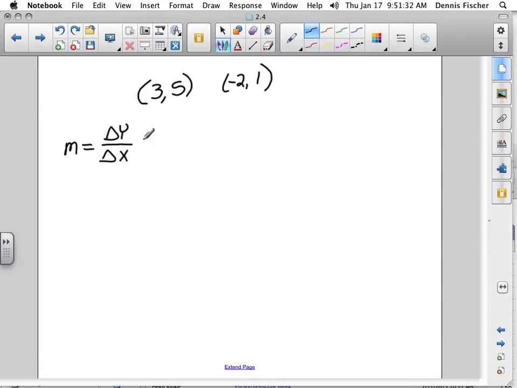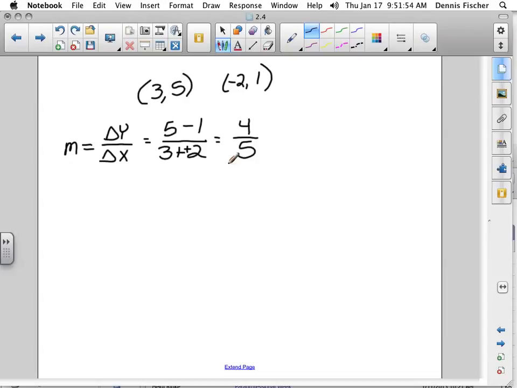So change of y over change of x. My slope would be 5 minus 1 over 3 minus 2, which would be 4 over 2 negatives, make a positive, 4/5. Sound good? Slope? Okay, now find me the equation of the line.